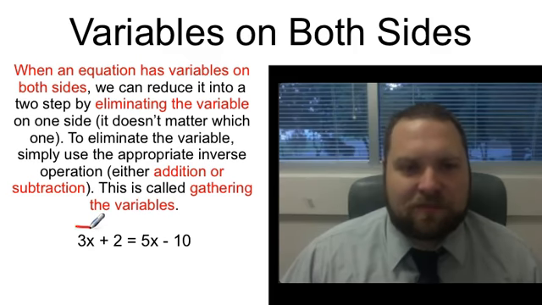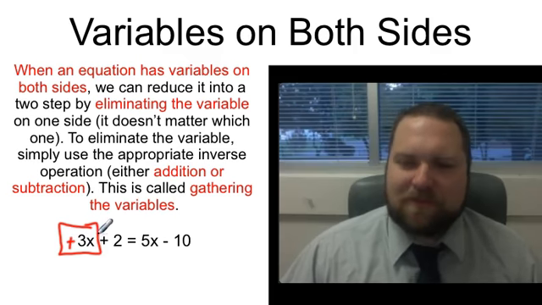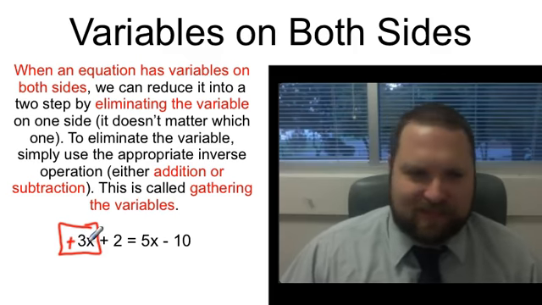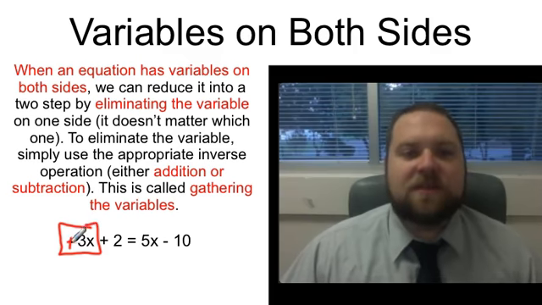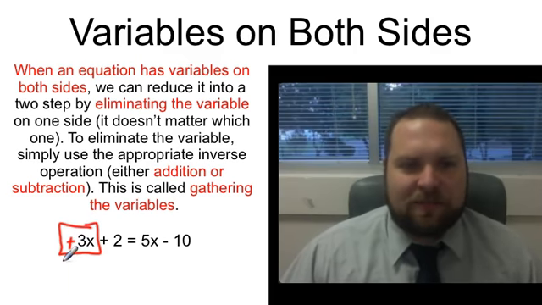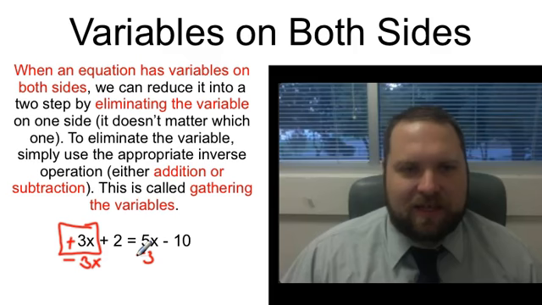Let's get rid of the 3x. If we get rid of the smaller one, we can avoid some unsightly negative signs. So this is a positive 3x. Remember, if there's nothing in front of it, we can pop a plus sign in there. It's no big deal. So to eliminate this, I would use the inverse operation, which is subtraction. And so I would have to subtract 3x from that side. Well, whatever I do to one side of an equation, you'll recall I have to do to the other.